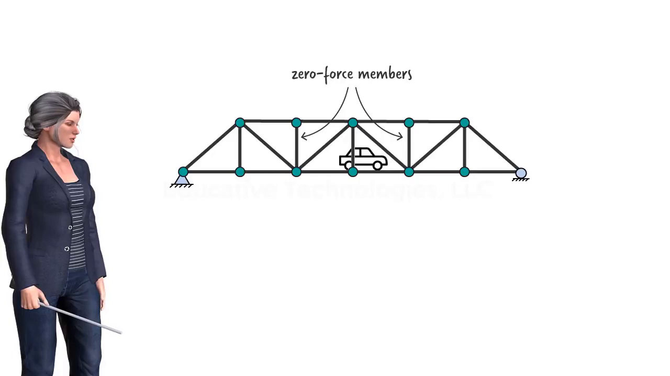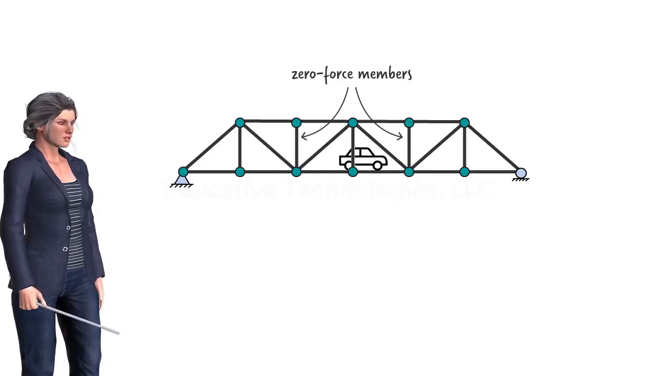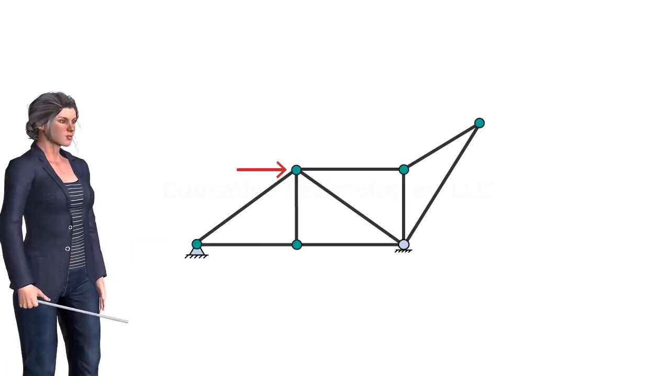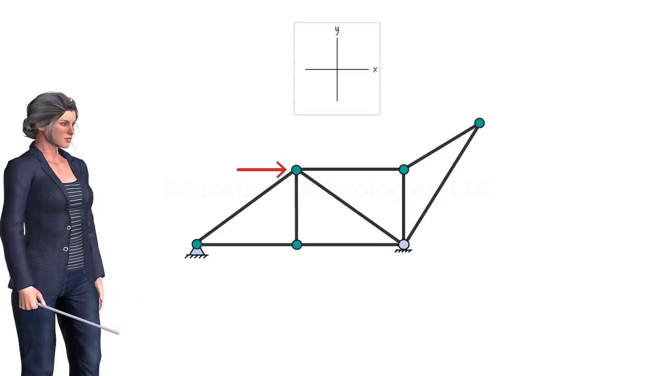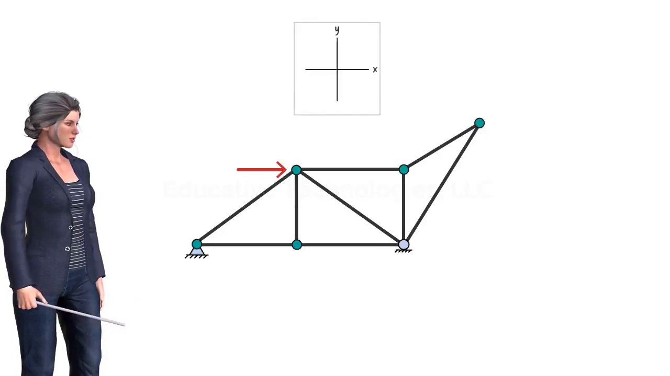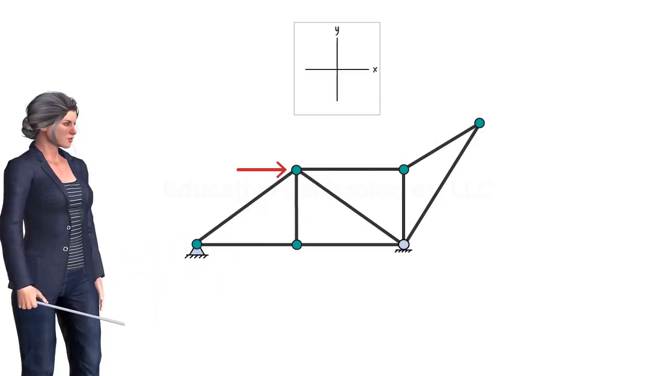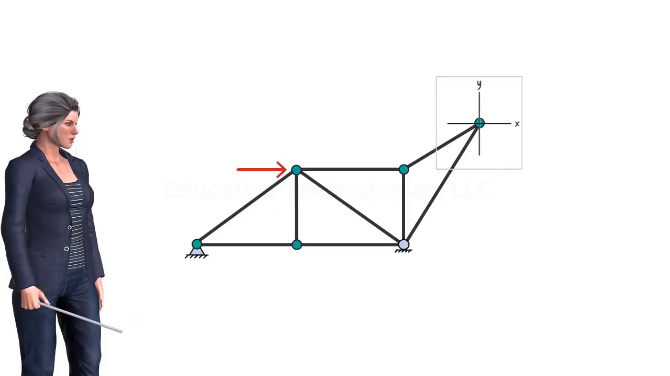Although we can identify the zero-force members in a truss by analyzing the entire structure, there is a shortcut for doing the same without performing any calculations. Let's demonstrate the technique using this truss. For the structure to be in the state of equilibrium, the sum of the forces acting at each joint must be zero. For example, take this joint which connects two truss members. Let's place the origin of the XY coordinate system on the joint and show the member forces. I'm going to label them P and Q.